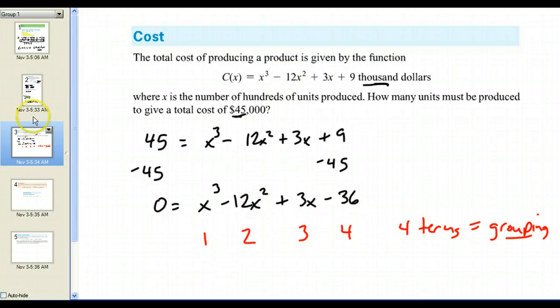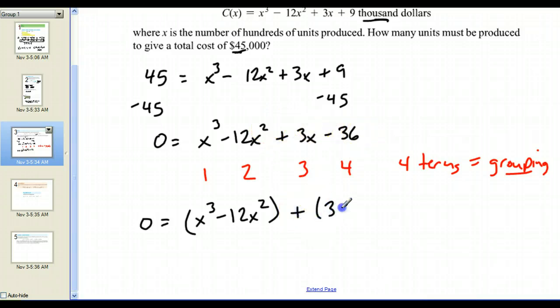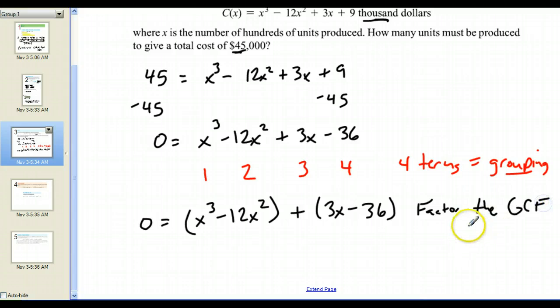Alright, and if it's been a while, the way you do grouping is, if you have a plus sign in between your second and third term, you just literally put parentheses around the first two. Right, if you've got your polynomial in descending order like this, 3, 2, 1, constant, and then put parentheses around your third and fourth terms. Alright, and then after you've got them grouped, you factor the GCF from each group.